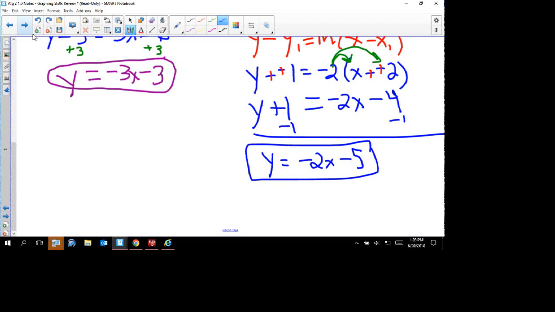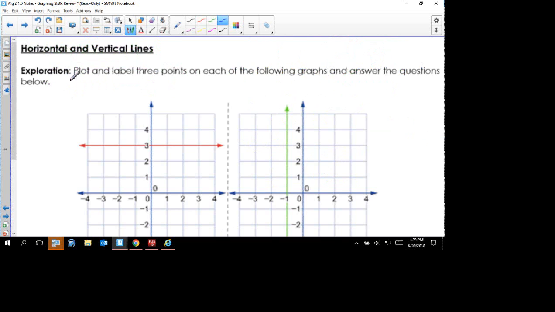All right, last example. It says, take this first graph. It says plot and label 3 points on each of these graphs. What it means by plot and label is, you're going to look here: are there any dots you could darken in? Like this one. You don't have to choose the same as me, but if I were to choose that one, to label it, it would be (-1, 3).